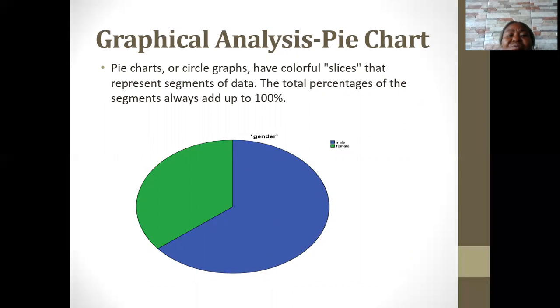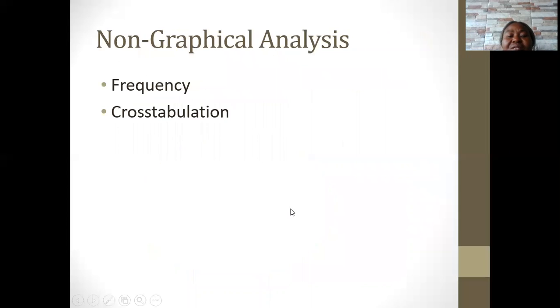Another graphical analysis is the pie chart, also called circle graphs. It has colorful slices that represent segments of data, and the total percentages of the segments always add up to 100%. This is a pie chart.